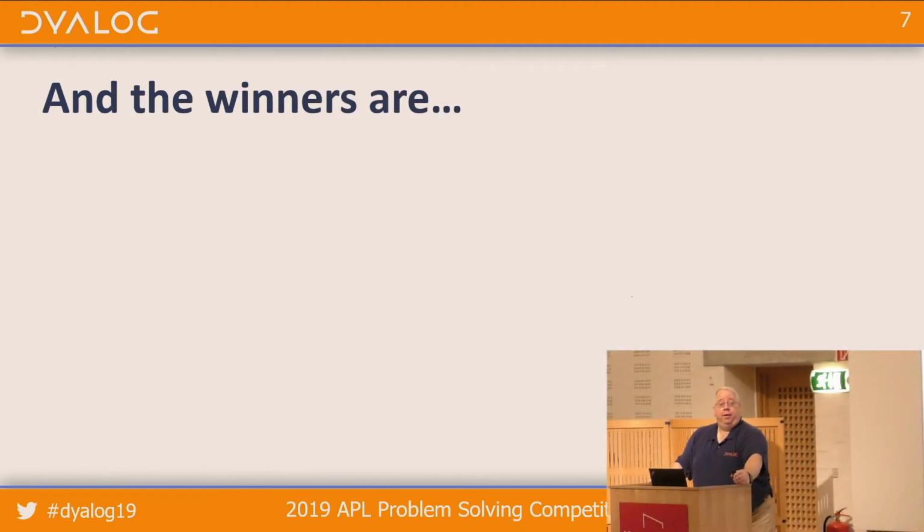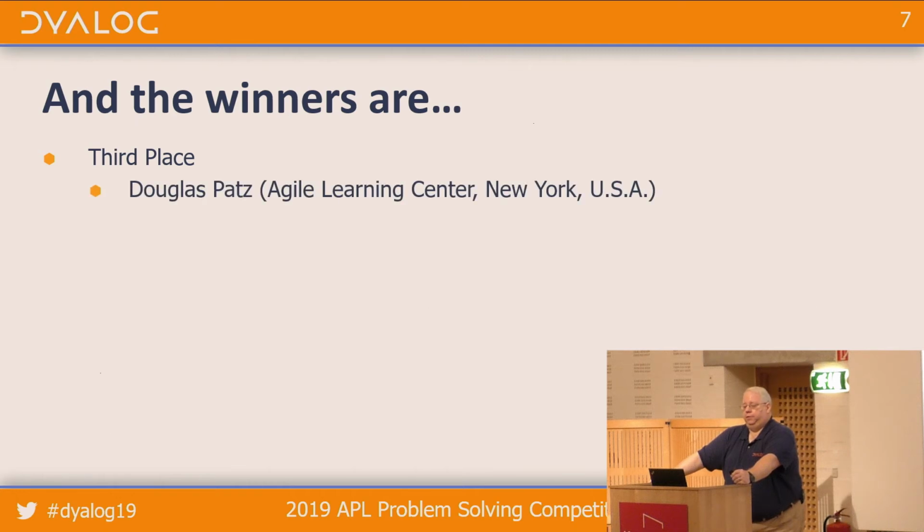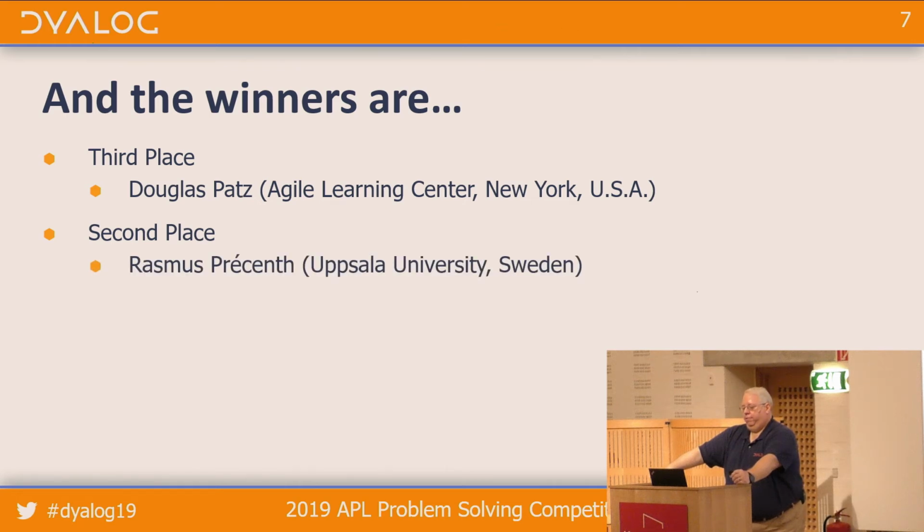So now the winners. In 3rd place, Douglas Patz. He's our 14-year-old. So he placed 3rd again this year. In 2nd place in the student competition, we have Rasmus Presinth from Uppsala. So I guess he's one of your recruits, Alva. Okay, great. So do you get a referral bonus for having referred him? All right.